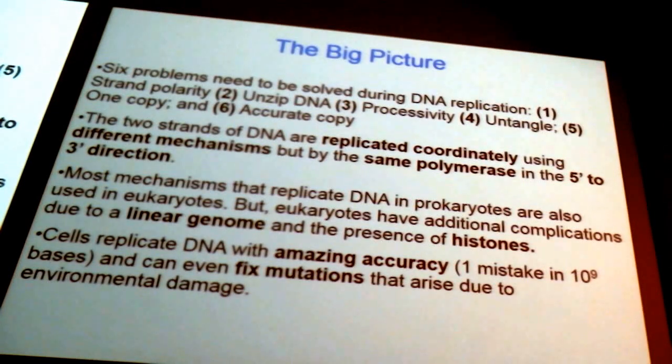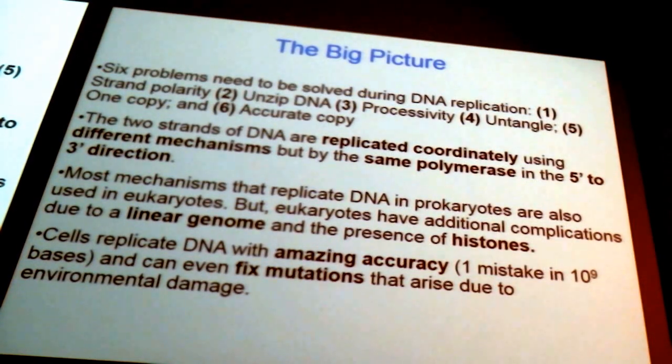get too many copies. So how is that precisely managed is the fifth one that we'll talk about. The final one is accuracy. And accuracy, as you can imagine, is crucial to ensure that we don't accumulate mutations every time we make a copy. So this is the problem of how you go from AGTC to only AGTC.